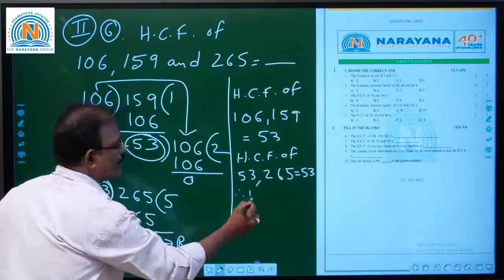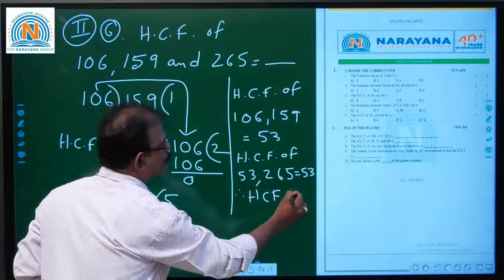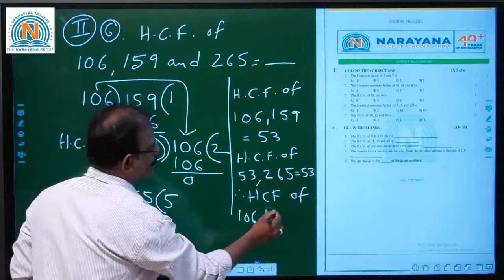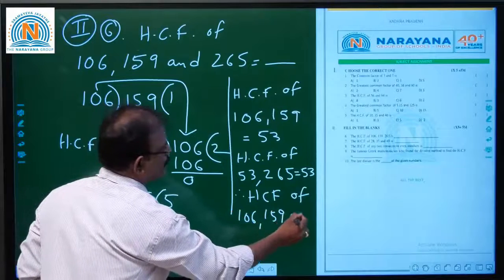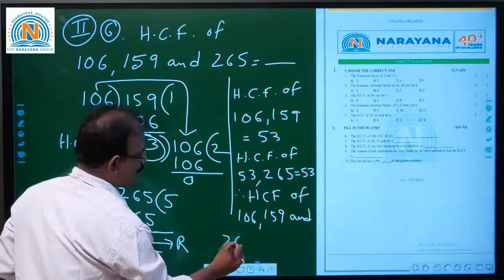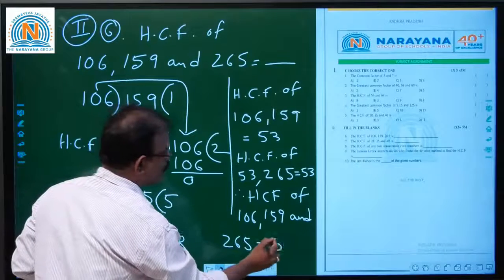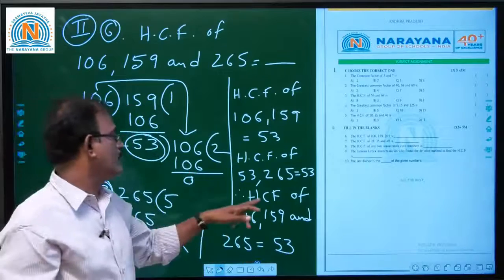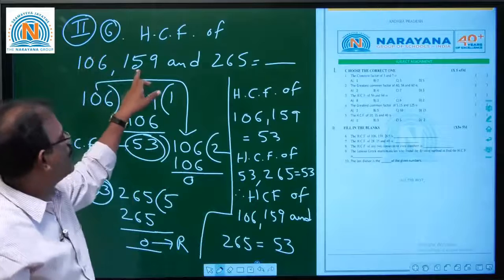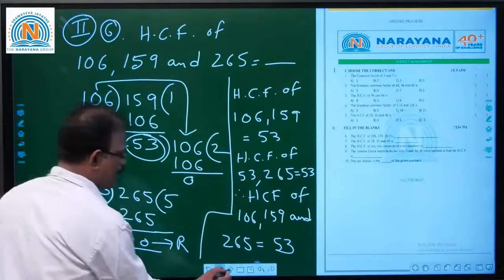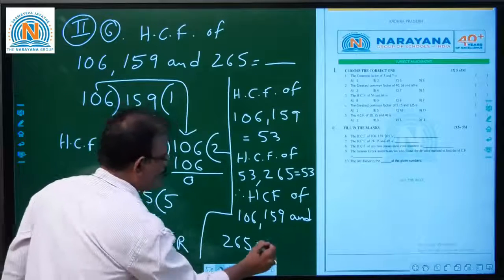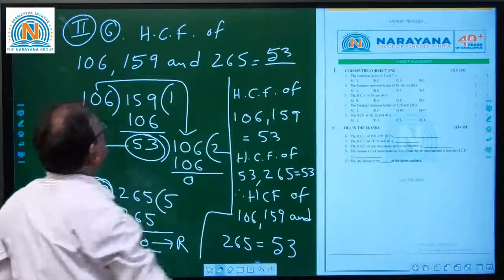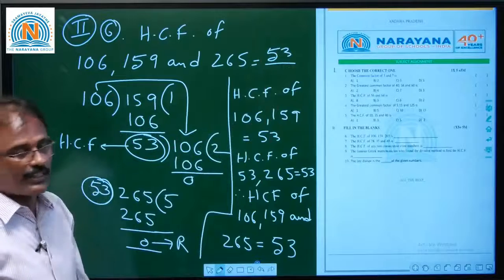Therefore HCF of 106, 159 and 265 is equal to 53. HCF of 106, 159 and 265 is 53. So this is the answer for sixth question, children.